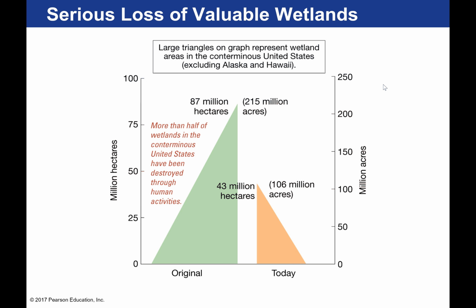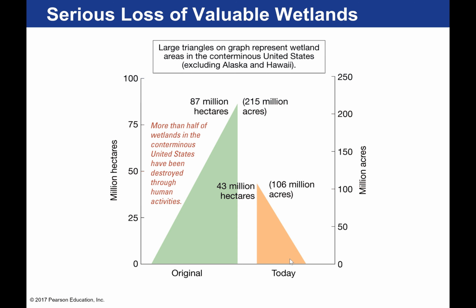So we're going to wrap up this chapter just by showing you the difference in the loss of wetlands. So this was the original amount of wetlands, and this little triangle shows you what's left. So we've lost more than half because of human activities. So it's really important. Wetlands are really important for hurricanes, tsunamis, and also keeping our fisheries in stock.